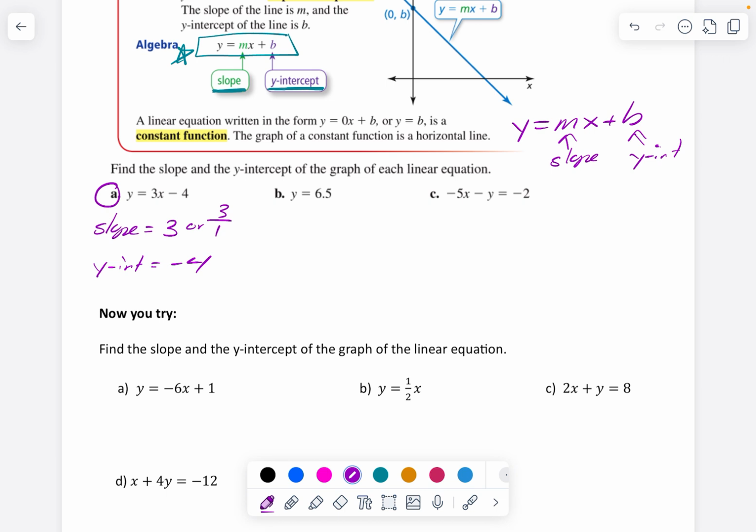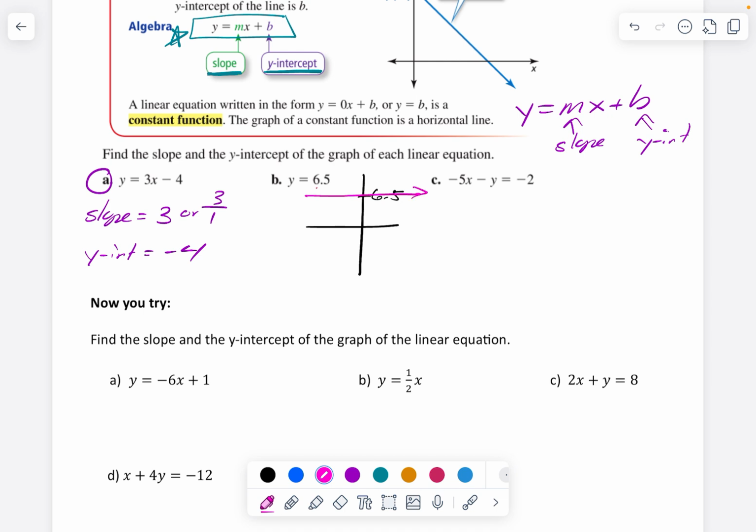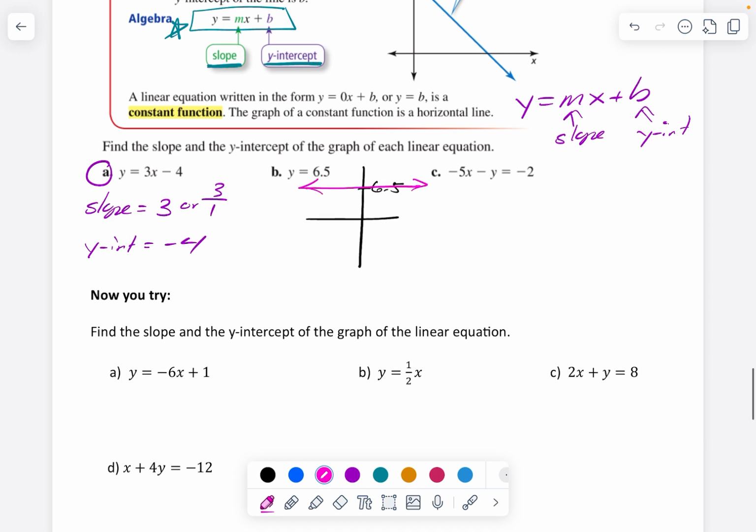Now this one, remember this graph looks like this. And let's say this is 6.5. Remember this graph looks like this. It's that horizontal line. So that's when we have no rise, but yes run. So here my slope is 0, and my y-intercept is 6.5.